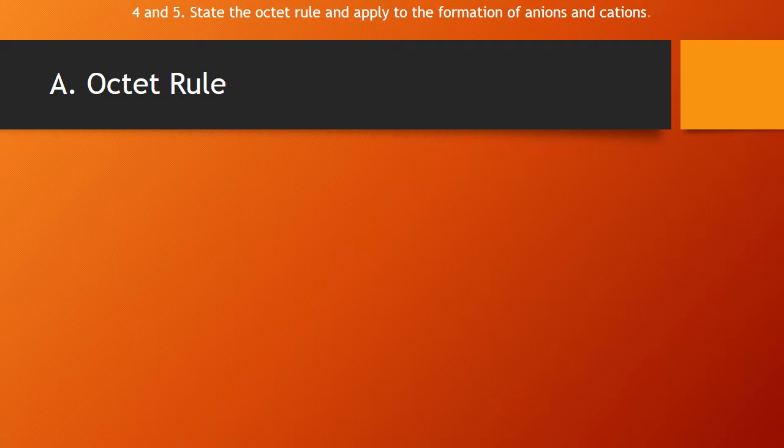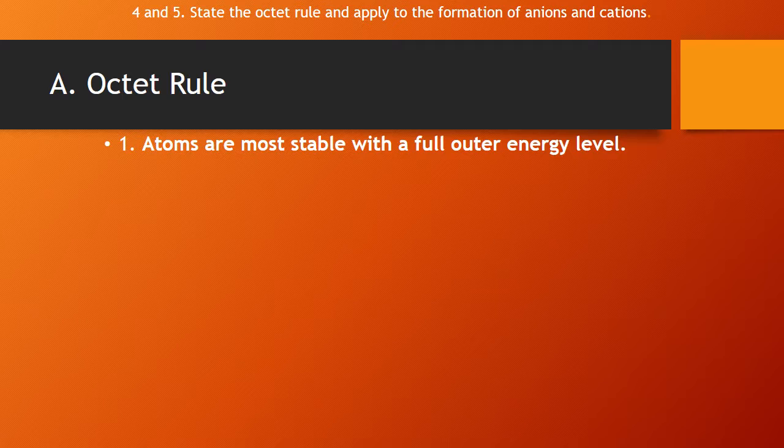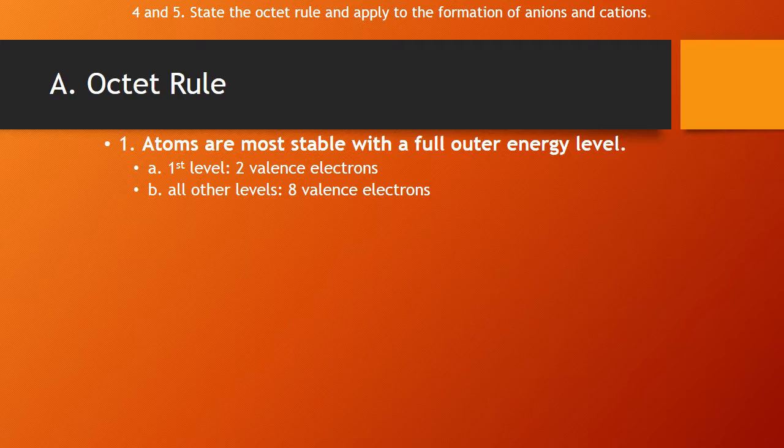So first of all, the octet rule. The octet rule simply says this: atoms are most stable with a full outer energy level. If the outer energy level is the first level, then that's 2 valence electrons. That's as many electrons as you can put in the first energy level. If the outer energy level is any other level other than the first, so second, third, fourth, etc., then we're talking about 8 valence electrons. This is actually why it's called the octet rule, because octet referring to 8.